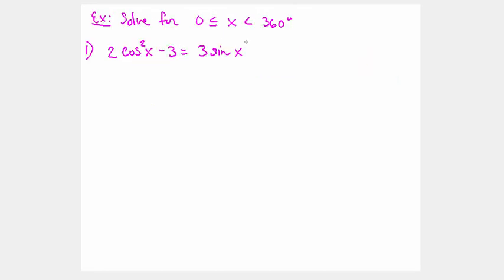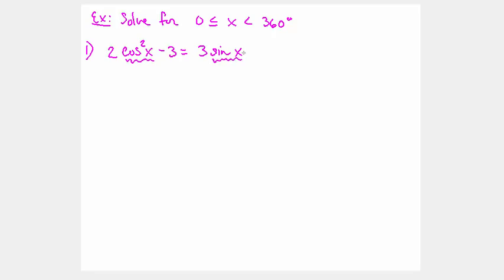Let's take a look at an example where we want to solve for x being somewhere between 0 and 360, and the equation we want to solve this time is 2 cosine squared of x minus 3 equals 3 sine of x. Now, as you take a look at what this equation has, you'll notice hopefully something that's concerning, which is we have a cosine expression and we have a sine expression in the same equation.